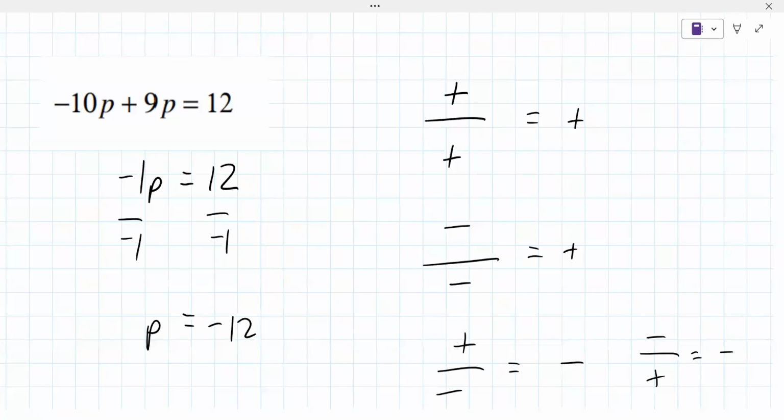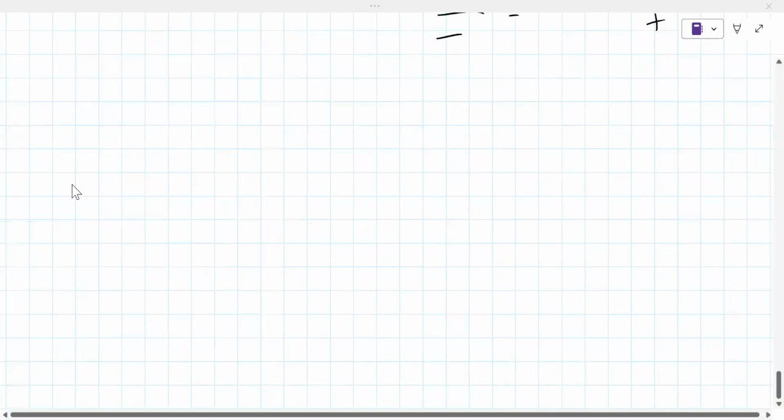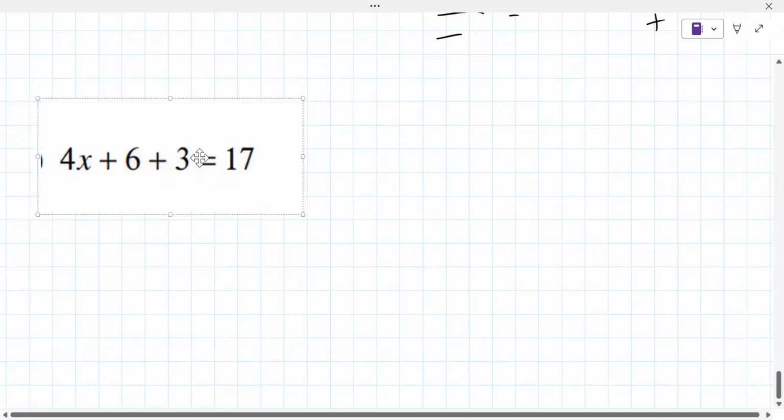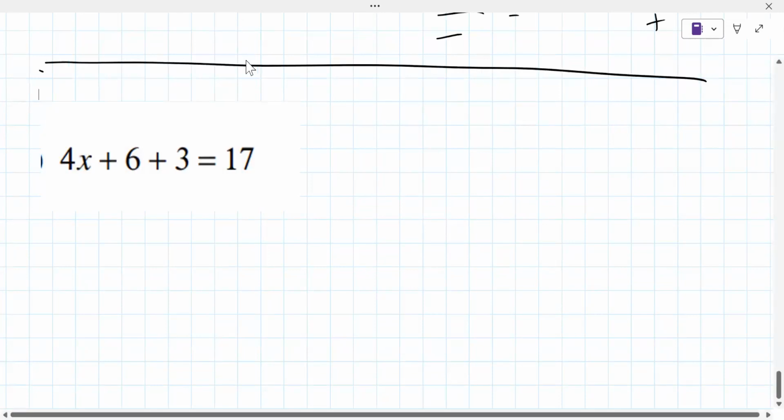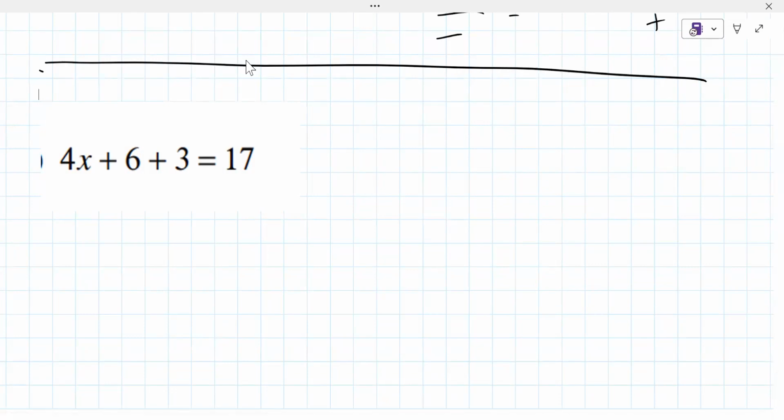Okay, let's look at a couple of other types of problems that you might see here. We talked about how you can combine the numbers that are not variables as well. So in this problem, 4x plus 6 plus 3 equals 17. You can combine the 6 and the 3 first. Those are considered like terms.